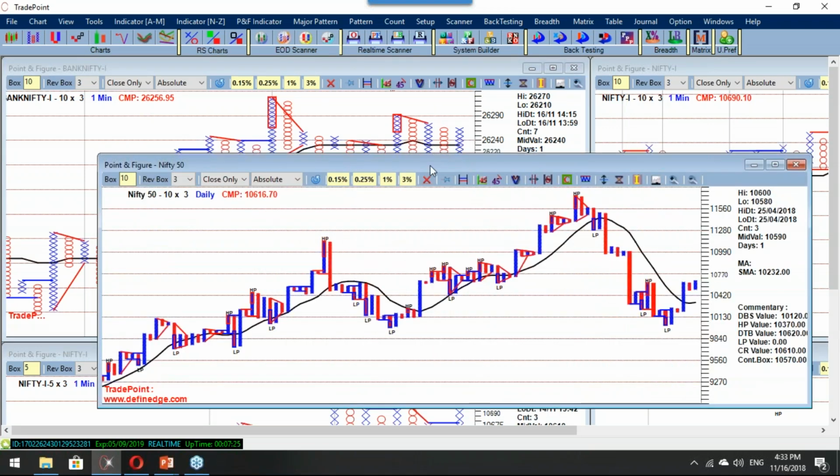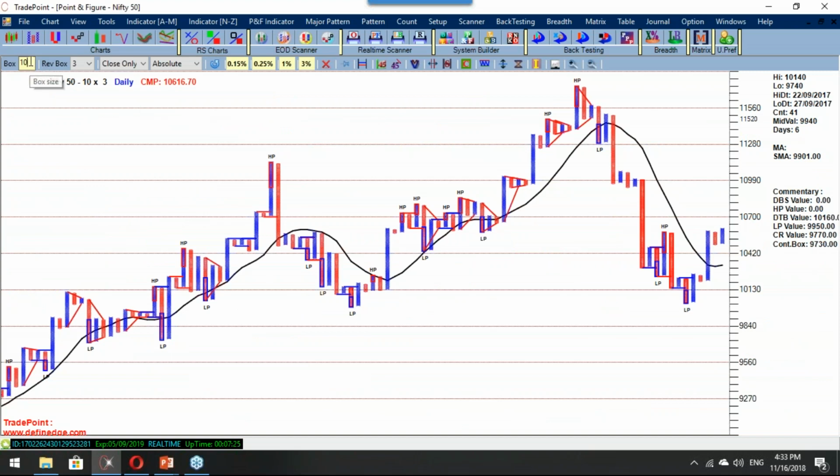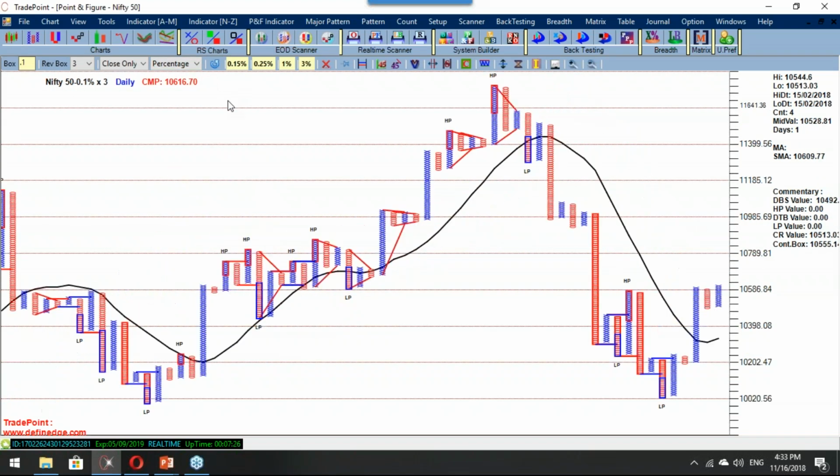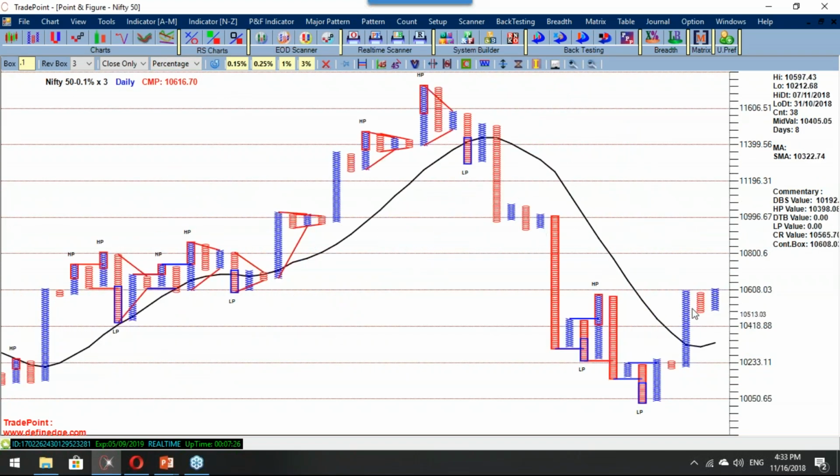Okay, let's look at the spot Nifty. Let's look at 0.1% box size. So a fresh buy signal has been triggered above the moving average, which, according to my definition, is a very strong sign of a trend reversal. If you have been regularly attending, a sell signal below the moving average or a buy signal above the moving average in the daily chart is a very reliable trend reversal signal for me.